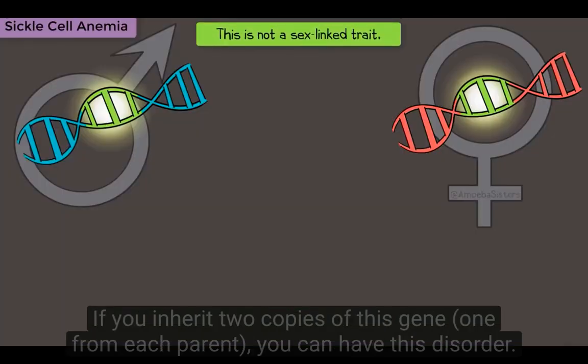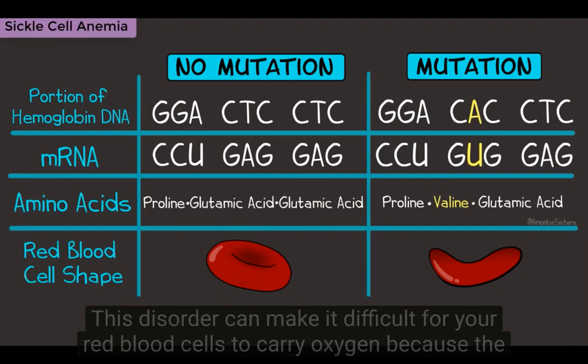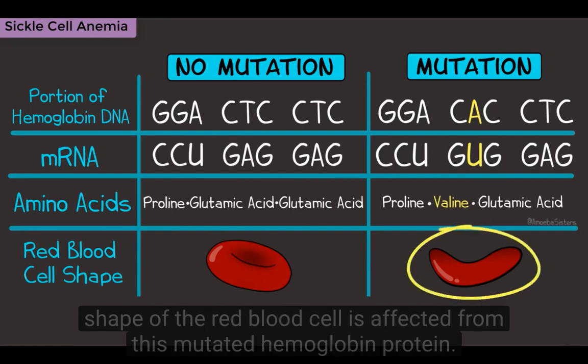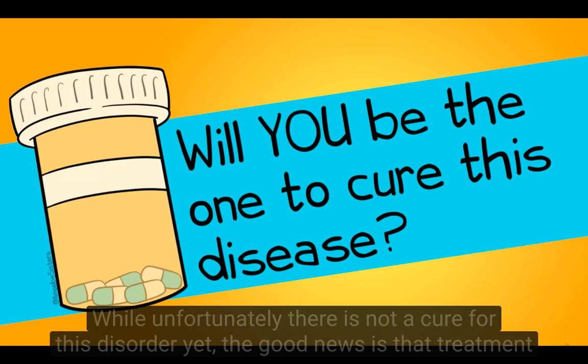If you inherit two copies of this gene, one from each parent, you can have this disorder. This disorder can make it difficult for your red blood cells to carry oxygen, because the shape of the red blood cell is affected from this mutated hemoglobin protein. This can lead to anemia and other problems. While unfortunately there is not a cure for this disorder yet, the good news is that treatment for this disorder has greatly improved.